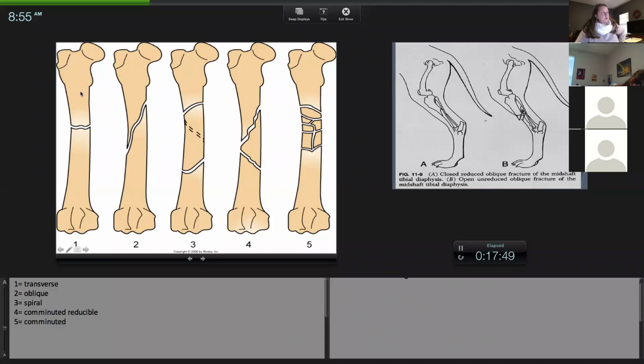Do you see these first 3, this picture and this picture? There's 2 pieces, 2 pieces, okay. This one, 3 and on. Now this one, even though it looks like there's 3 pieces, the 2 lines spiral around the bone. So really 4 and 5 are the comminuted fractures. Number 4 is a reduced comminuted. The pieces are still in line, but there's 3 pieces. And then number 5 is comminuted because there's multiple pieces, potentially with displacement.